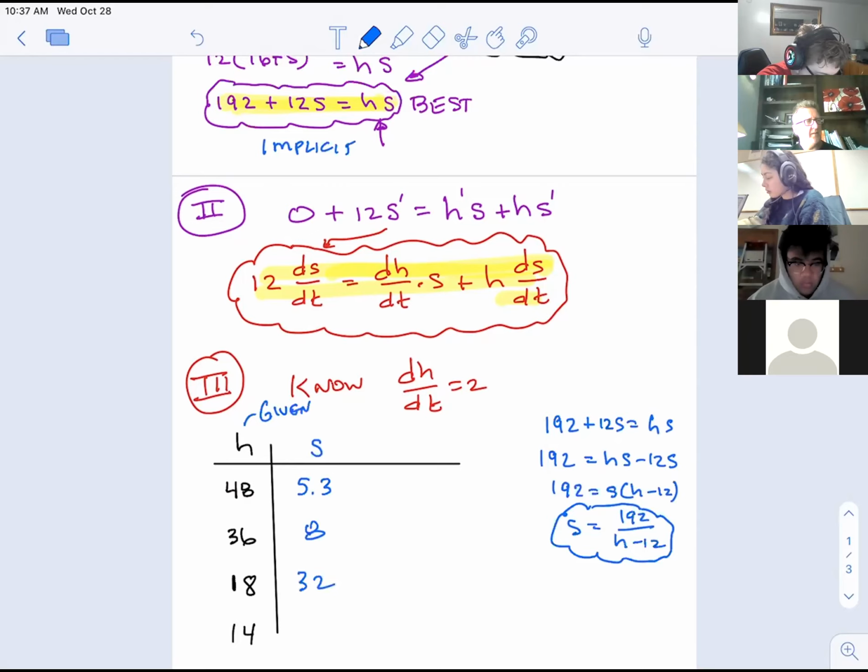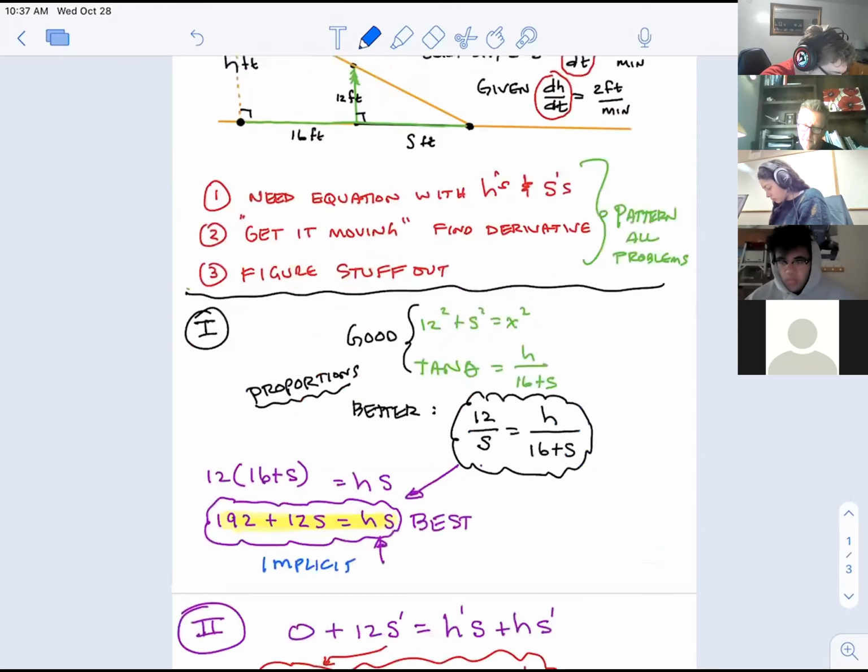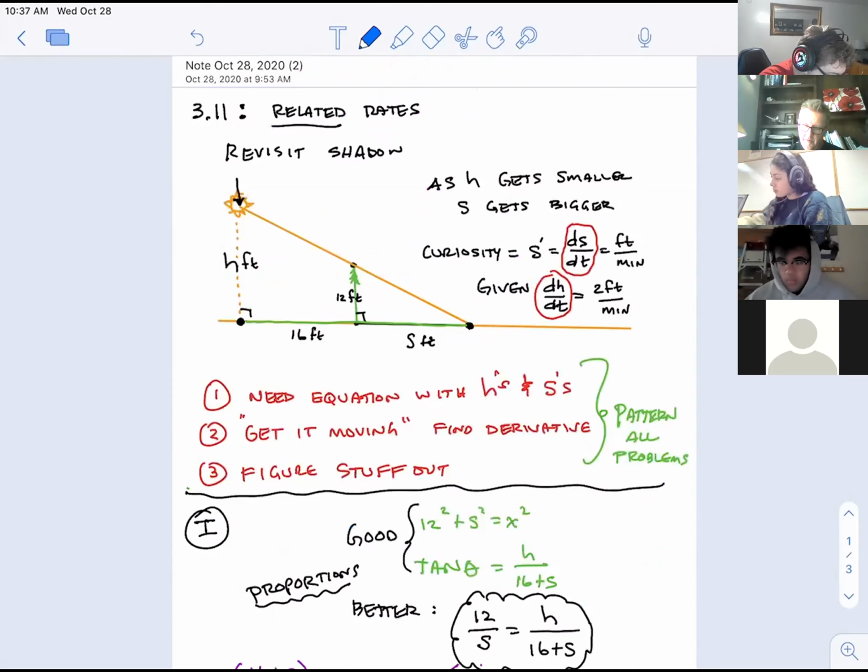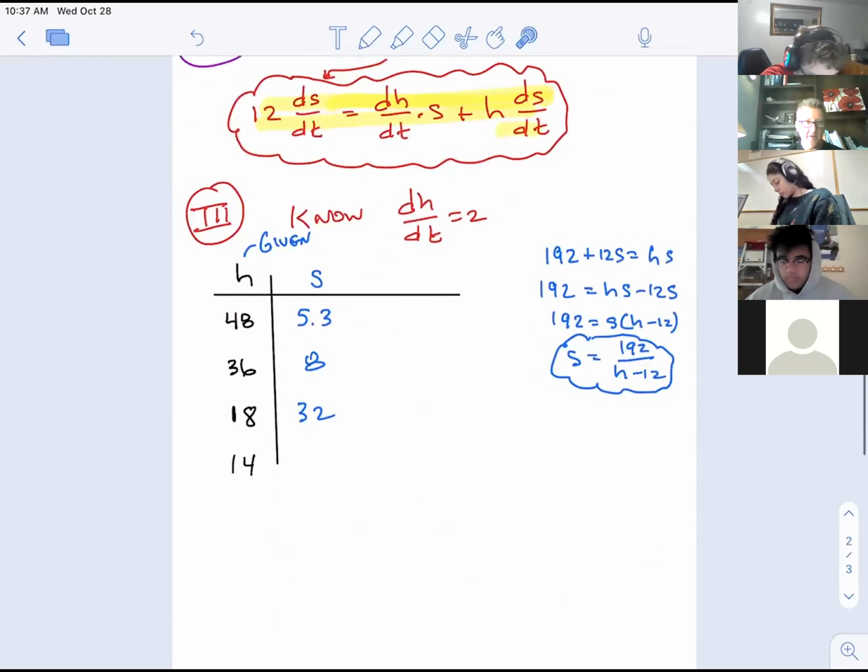What's the pattern here? As h goes lower, S gets bigger because it's going further behind the tree, making the shadow longer. Yeah, doesn't that make sense? Like as h gets smaller, then isn't this S length out here getting longer? So what do you think is going to happen with this last one? Now the sun is only 2 feet above the tree.